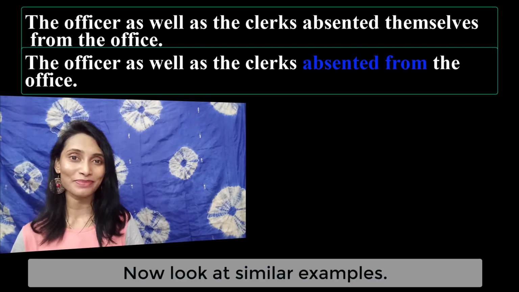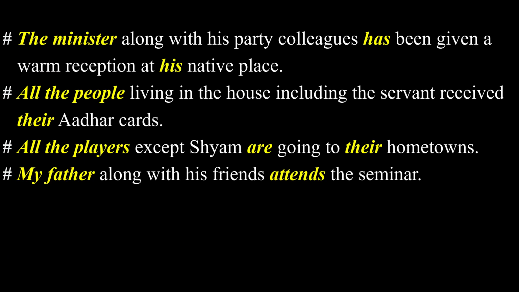Now look at similar examples. The minister along with his party colleagues has been given a warm reception at his native place. All the people living in the house, including the servant, received their Aadhaar cards. All the players except Shyam are going to their hometowns. My father, along with his friends, attends the seminar.